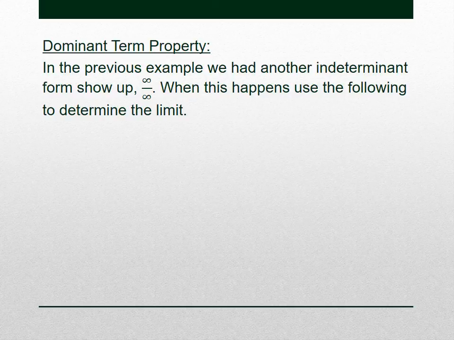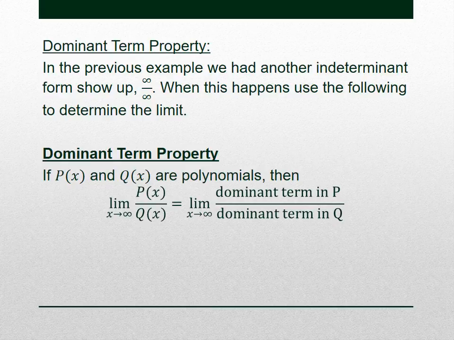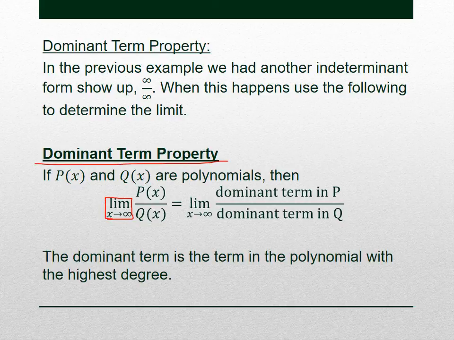If we're taking the limit as x approaches infinity, we're going to use this thing called the dominant term property. What that is, is that you can ignore everything except the dominant term in the top and the dominant term in the bottom, where the dominant term is the one with the highest degree. Let's look at this in practice and learn from an example.